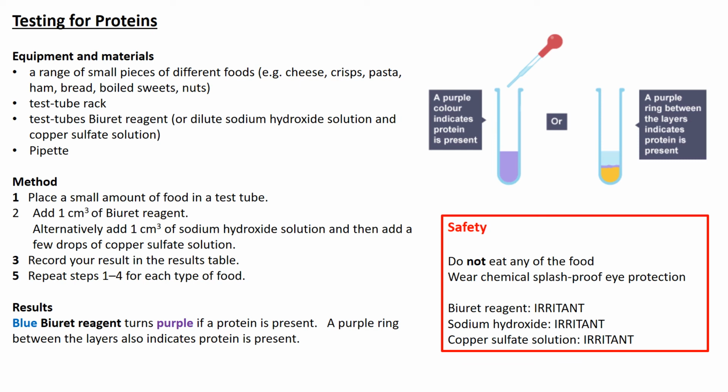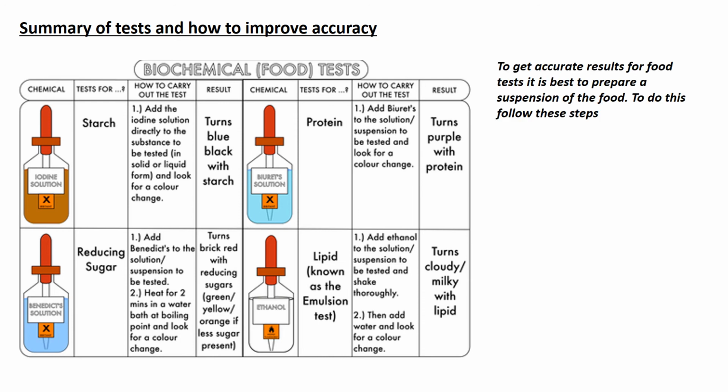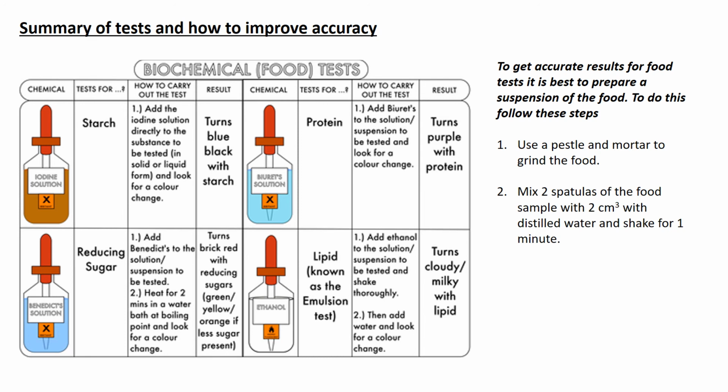Blue biuret reagent turns purple if present, and the purple ring between the layers also indicates that the protein is present. Right, so here's a quick summary of how to improve accuracy. To get accurate food test results, we need to prepare the suspension of food, and to do this you need to follow the following steps. Use a pestle and mortar to grind up the food. Okay, that's the thing that looks like a bowl with a little stick. And we mix 2 spatulas of food with 2 centimetres of distilled water and shake for a minute.